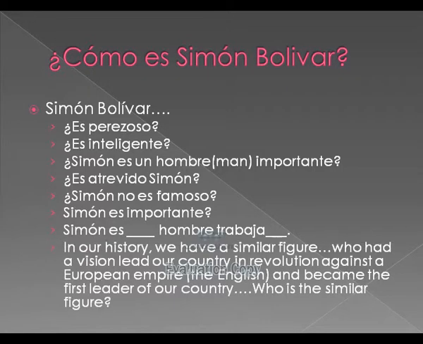Now guys, think about this a little bit to compare. In our history, we have a similar figure who had a vision, leading our country in revolution against a European empire. Not Spain, but England. Here in the United States. And also became the first leader of our country. Who is the similar figure? Who is the similar figure to Simón Bolívar?